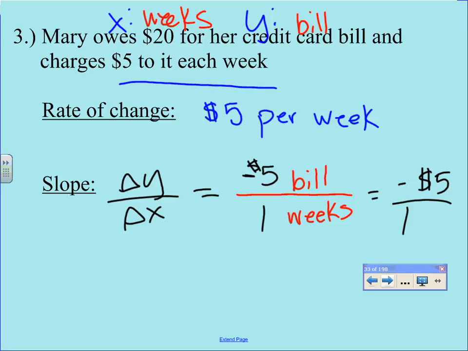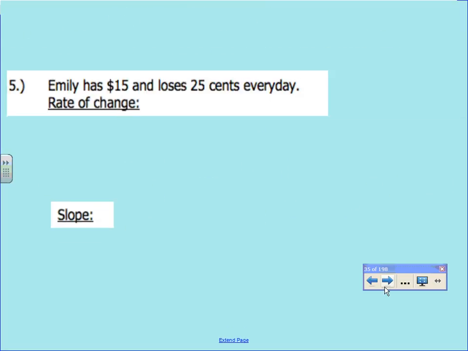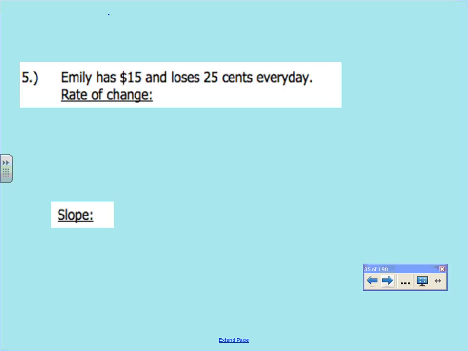Okay, let's do one more together. Let's go to number 5. Skip 4. Let me read the problem, then someone's going to tell us what x and y are. So don't go ahead of me, please. Number 5, Emily has $15 and loses 25 cents every day.